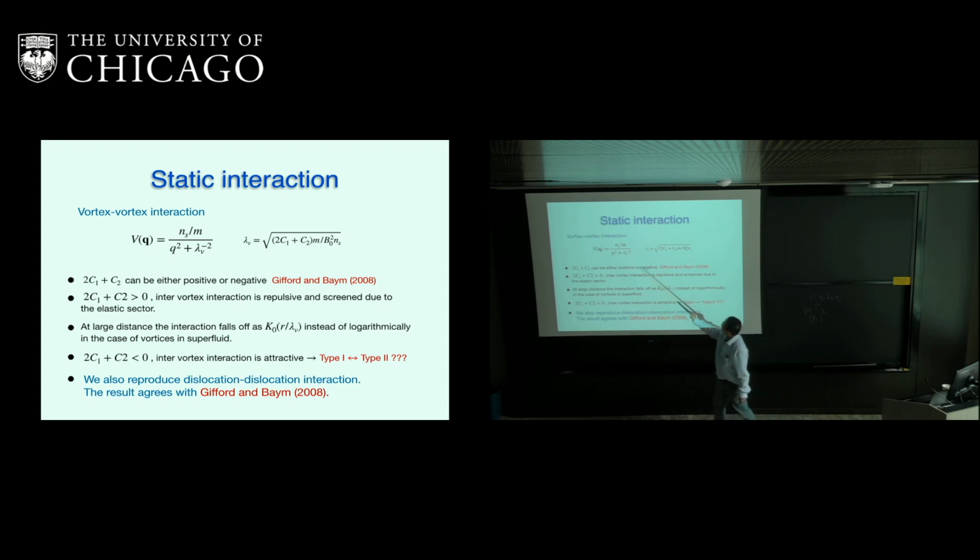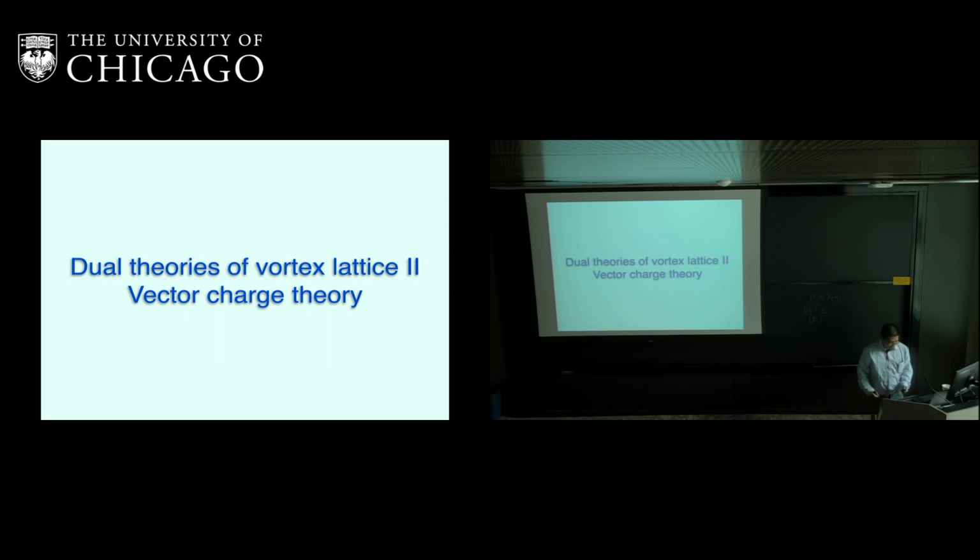If this result, C1 plus 2 C2, is negative, the interaction between vortices can be attractive. So basically, it's something like a two-dimensional interaction in the vortex lattice, and we can also reproduce the dislocation interaction from the dual theory, which agrees with the paper by Giffard and Bemm. Okay, so if you don't have any questions, I will go to the second dual theory of the vortex lattice.